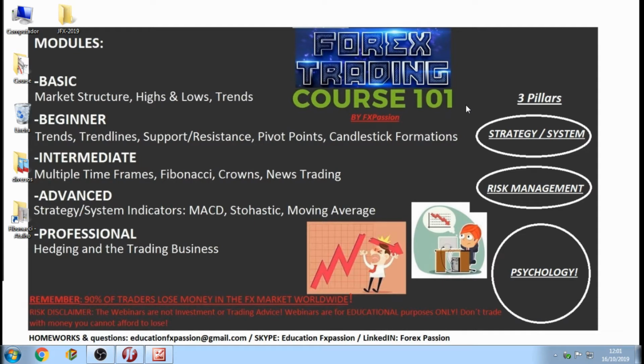Remember the three pillars. We're trying to build a strategy and/or a system. We are trying to understand how risk management works, and the big one, we are trying to learn as much as possible about the psychology part.